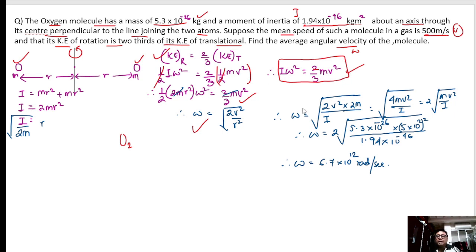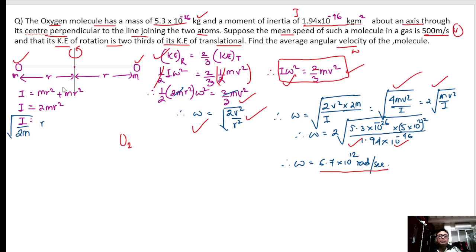So omega will be 2v square into 2m. Putting the value of omega here, we are getting this. And now we put all the different values which I know. So this is the angular velocity of the molecule. Clear?